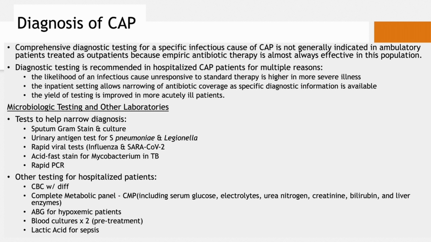And then for any type of infection, especially pneumonia, we tend to want to try to get blood cultures, at least 2, pre-treatment if possible. And in most cases it is possible. And then to round out your blood work, usually get a lactic acid, which helps you differentiate sepsis.